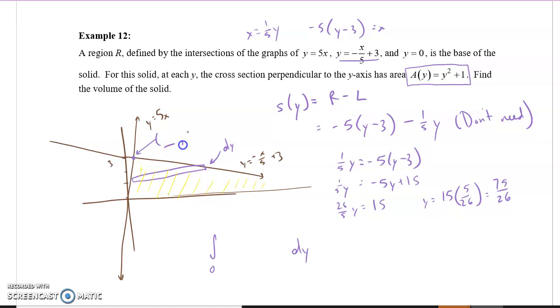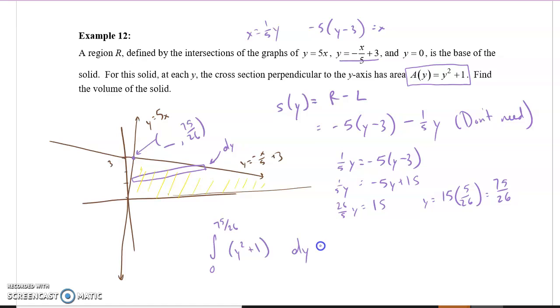This is some x value, comma, 75 over 26. So if I did that correctly, it makes sense, right? That's a little bit bigger than 3, I think. Let me double check that. Flying by the seat of my pants here. Oh, no, it's a little bit less than 3, which is good because we went down a little bit. All right, cool. So that means we're just going to integrate our area function. Nothing to multiply that by because it's already the area. Area times the thickness is going to give us the volume.